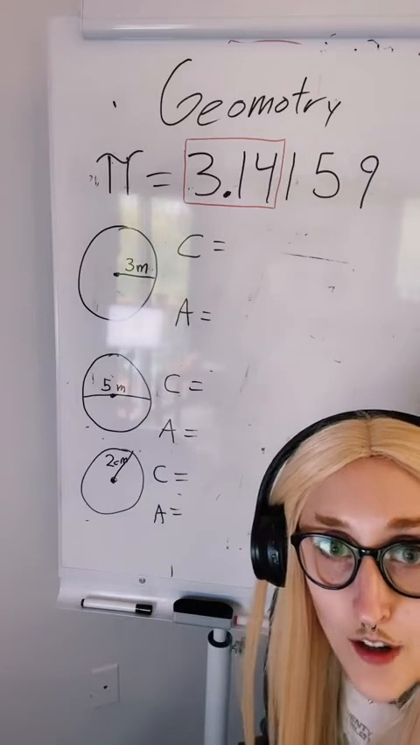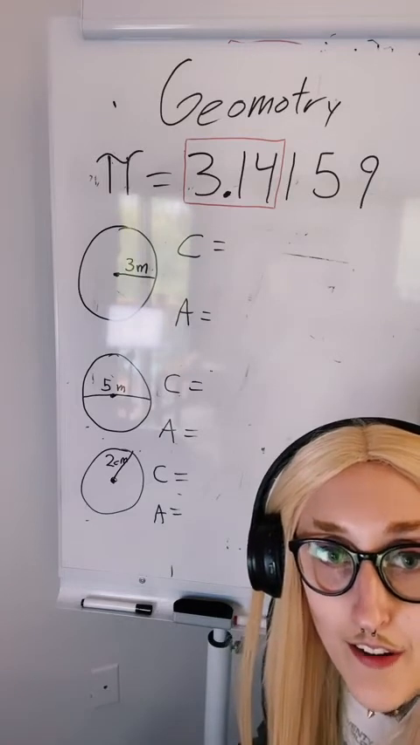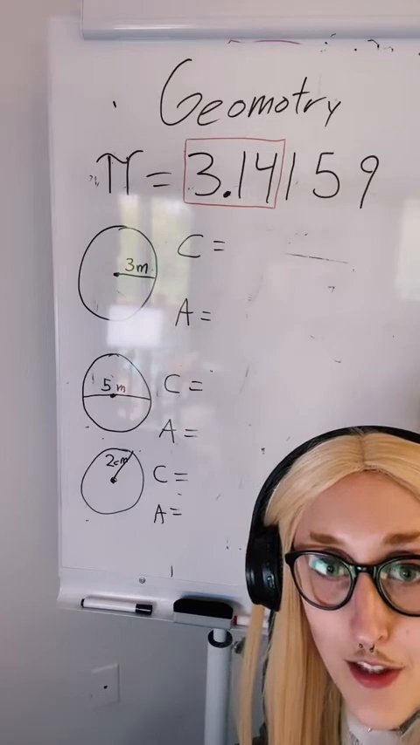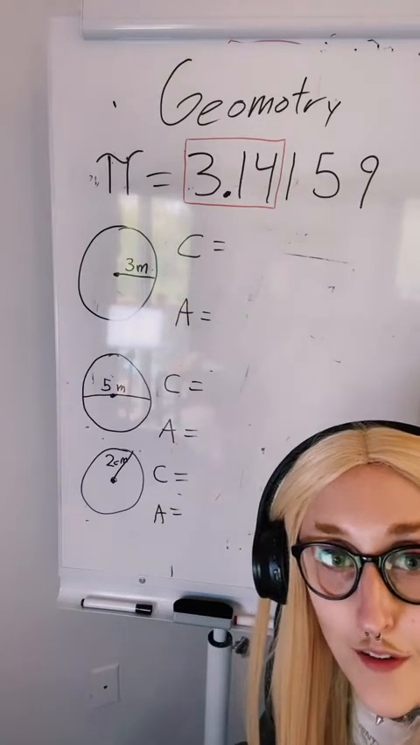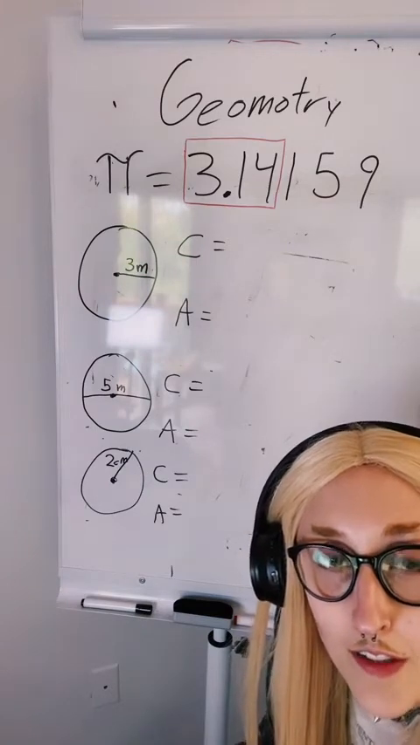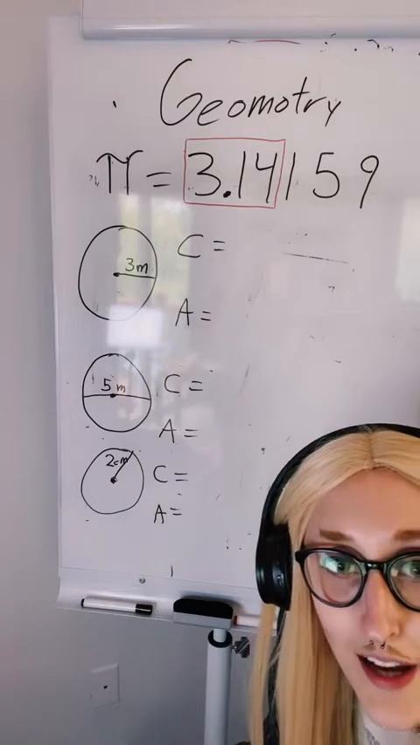C stands for circumference and A stands for area. Find me my circumference and my area using the equations we just talked about. You can leave your terms in terms of pi. That's okay.